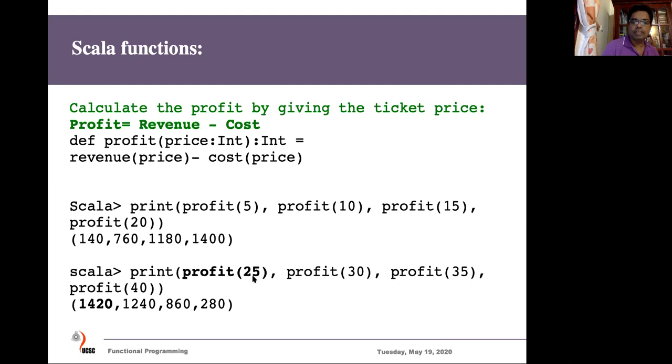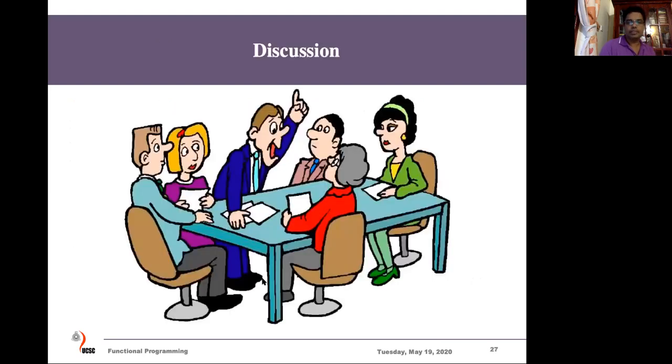You see, the profit at 25 rupees ticket price is 1420. If the ticket price becomes 30, the number of attendees further decreases and my profit decreases after that. Because of that, we can identify the best ticket price is 25 rupees. I can get maximum profit when the ticket price is 25 rupees.